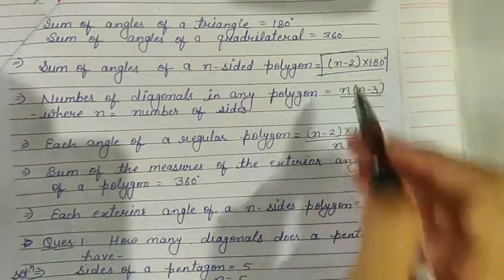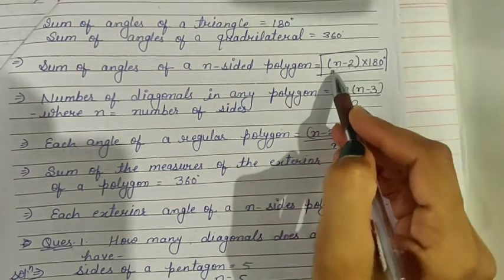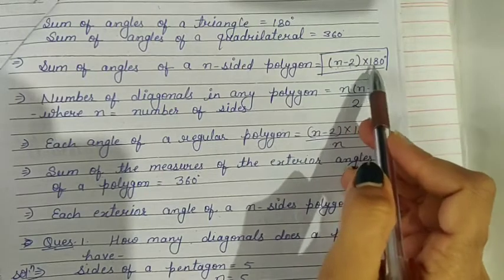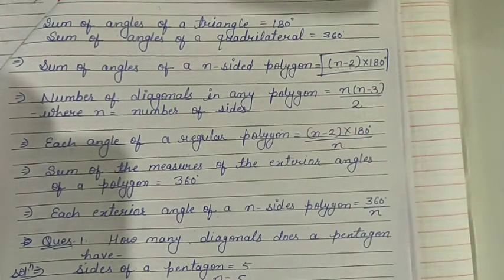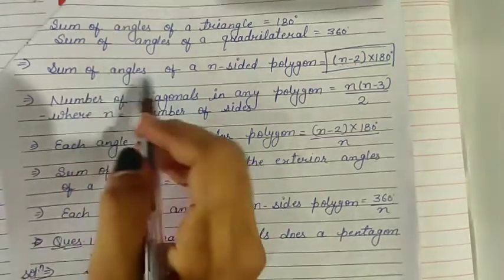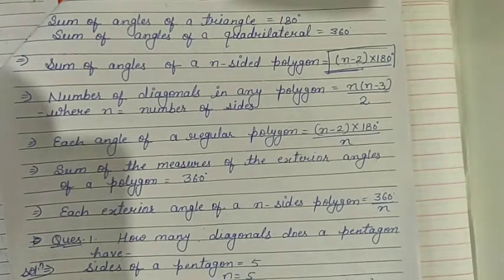If the given polygon is a hexagon, then n is equal to 6, and then (6 minus 2) into 180 degrees is the sum of angles of a hexagon. So the sum of angles of an n-sided polygon is given by the formula (n minus 2) into 180 degrees.